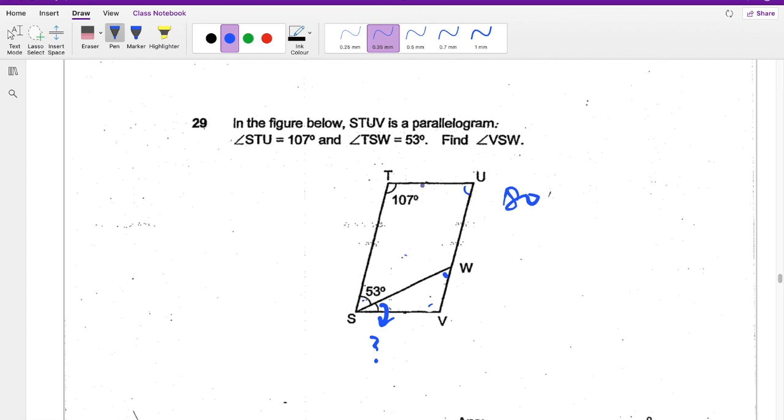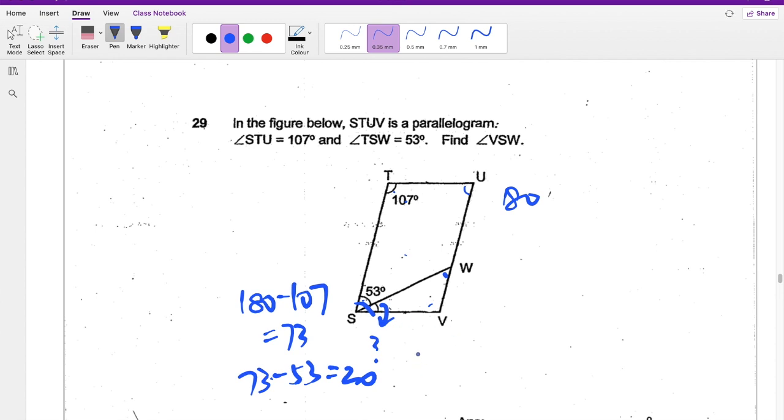For example, we know that it's 107. So this angle is 180 minus 107, which is 73. Then this angle equals 73 minus 53, which equals 20.